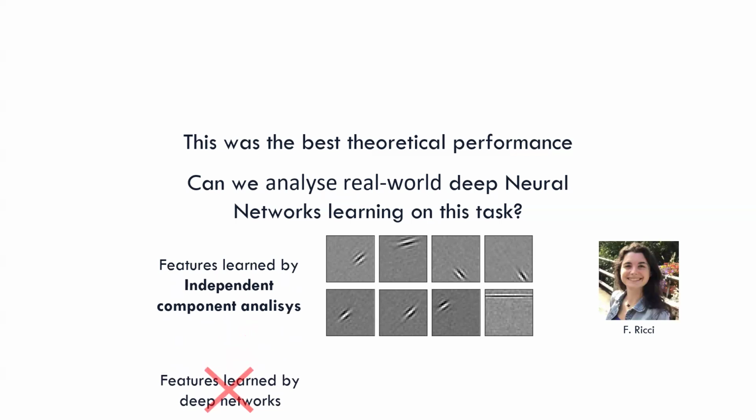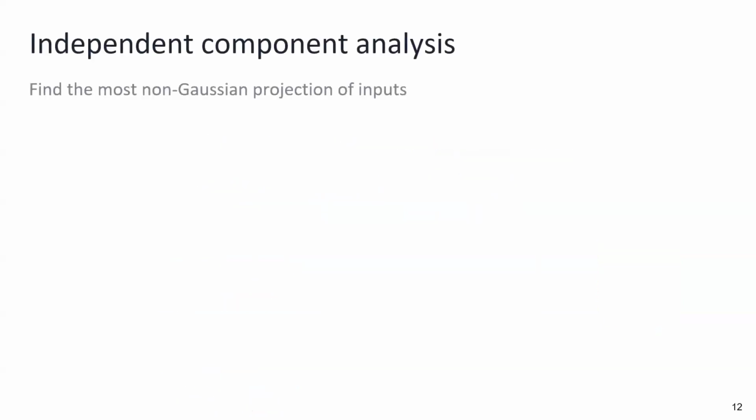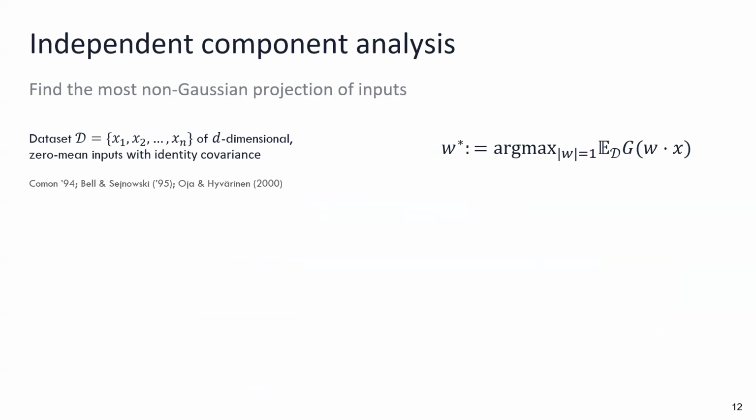Okay, yes. An algorithm called independent component analysis is finding the same filters. And with Fabiola, we investigated this algorithm because an algorithm that's finding the same features of the deep convolutional networks can shed light on how deep convolutional networks can learn. And luckily, it is a very simple problem.